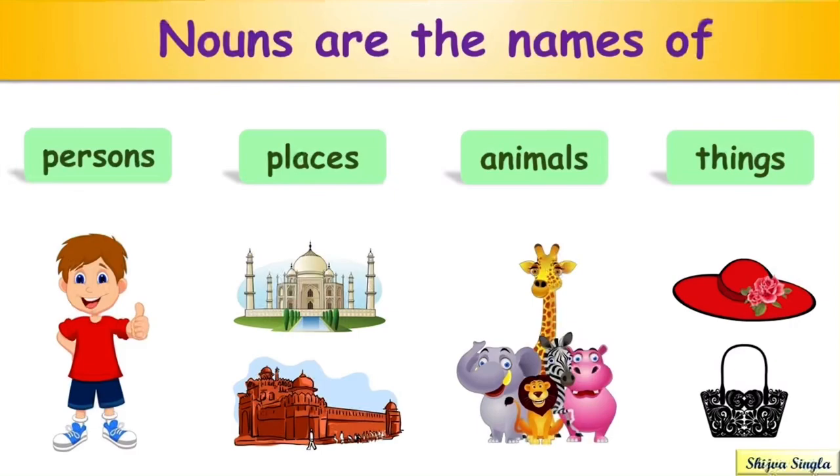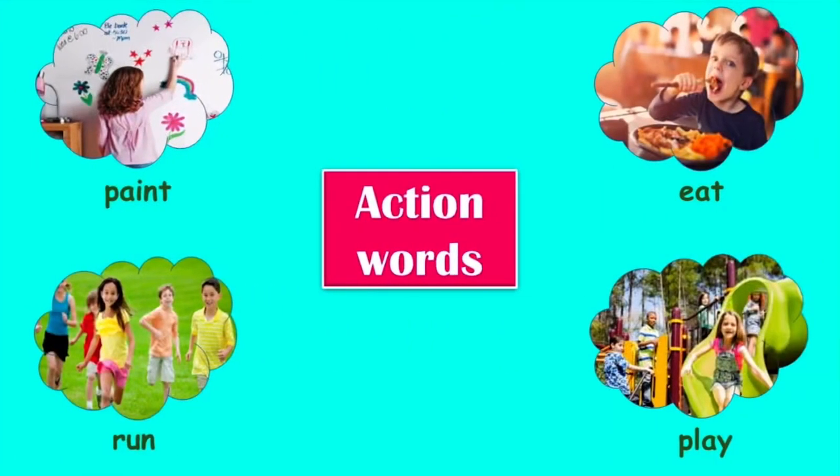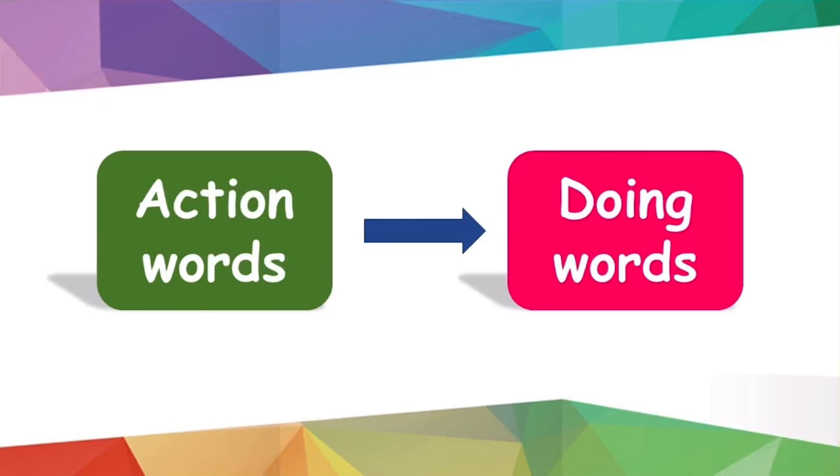Alright. On the other hand, verbs or you can say action words are the words that show any action or a state of being. Whenever you read a word and you feel that some action is being performed, that means that is an action word or verb, like paint, eat, run, play. All these words show that some action is being done. Action words are also called doing words.